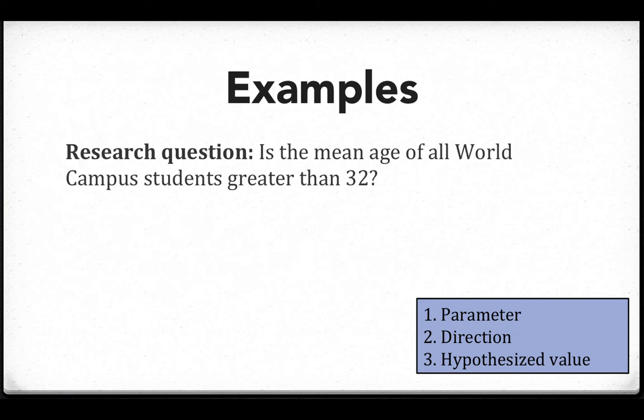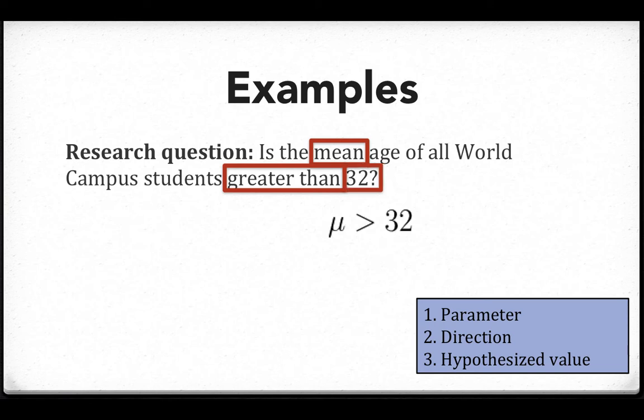Here's a research question. Is the mean age of all world campus students greater than 32? The parameter that we're going to be testing is the mean. The direction is going to be a right tail test, and the hypothesized value is 32. In other words, is the population mean greater than 32?